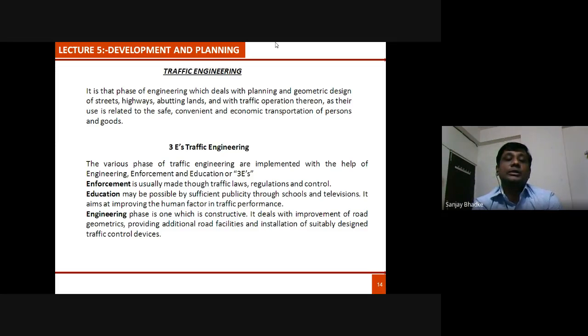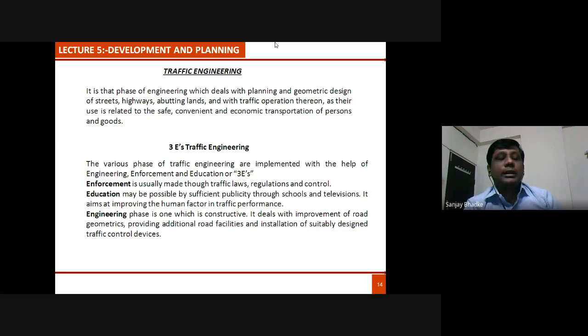Those who are using the various roads, any person who is using the road, it is his responsibility to follow all the signals and signs. Safety and following of the signals and signs come under traffic engineering.